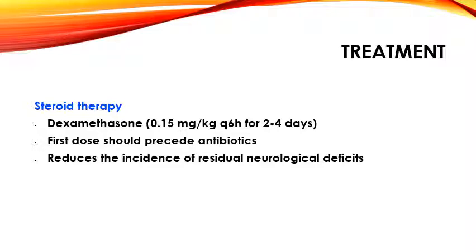This is because when we give antibiotics, a lot of inflammatory cascade or response occurs, which is damaging our brain, and with this inflammatory response, our body is also responding to these things. To halt this inflammatory response, steroid is given prior to antibiotic, and this will reduce the incidence of neurological deficit, because that will reduce the inflammatory cascade which is occurring and which is damaging the brain more and more.